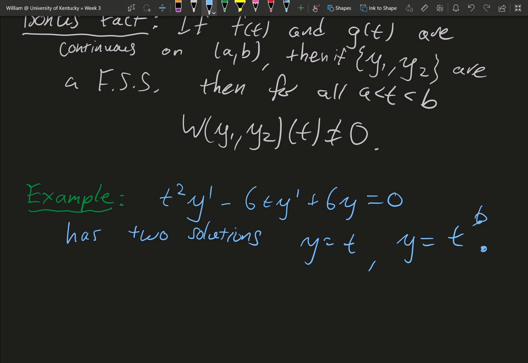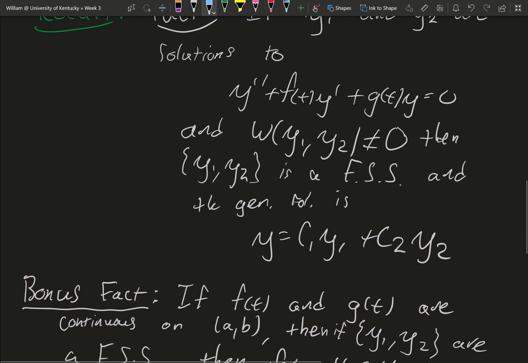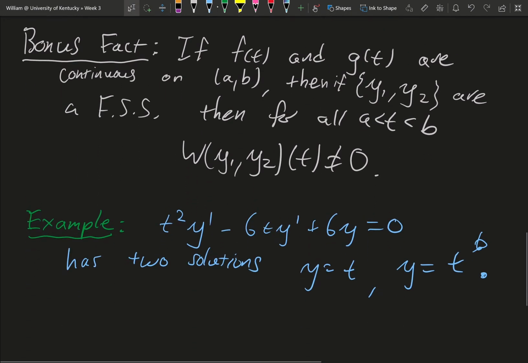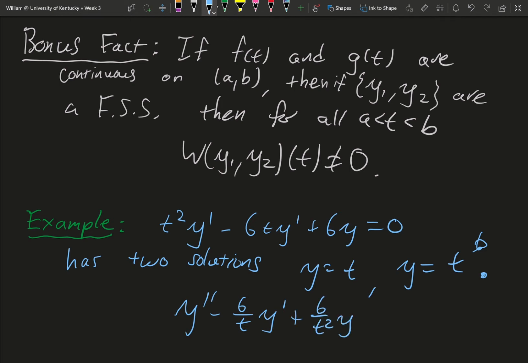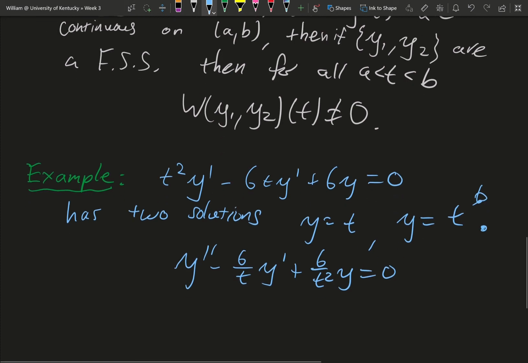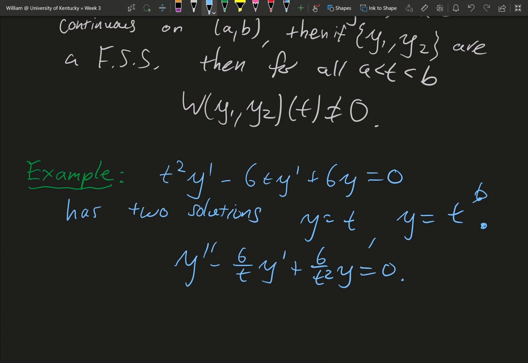So first of all, note that this isn't of the form required for this equation, so let's convert it real quick. So y double prime minus 6 over t y prime plus 6 over t squared y equals 0. And so note that p of t and q of t are defined for all non-zero t.